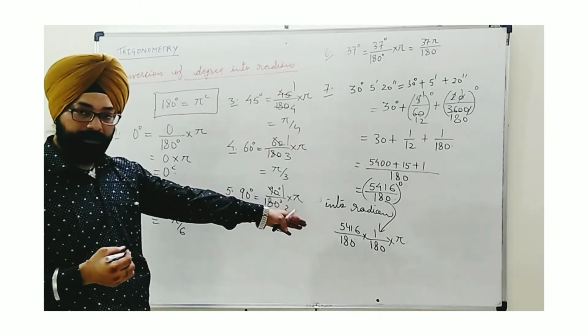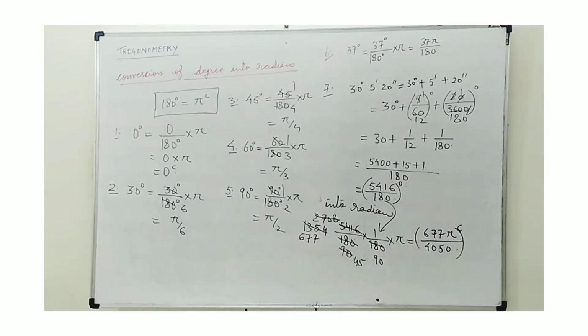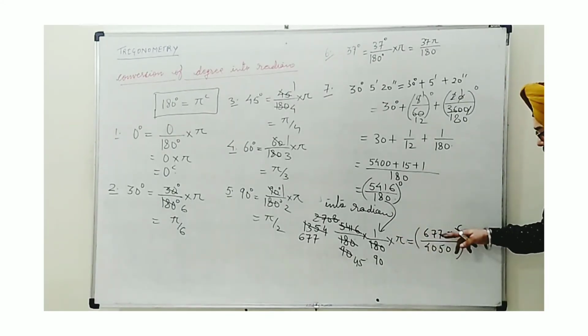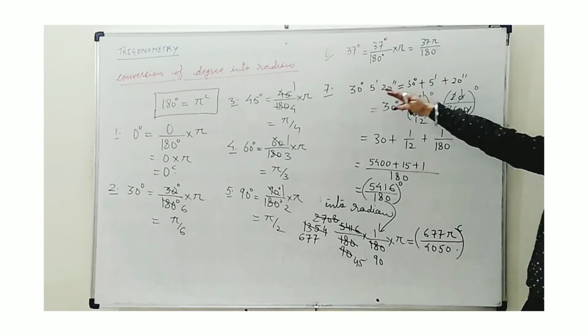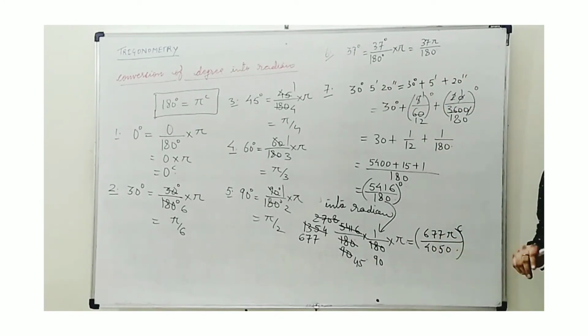Now rest of the portion can be simplified. The finalized answer will be written in terms of pi. Finally, after simplifying, we get 677 pi upon 4050 radian. So this way, whenever you are given the terms in degree, minutes and seconds, first of all convert in degree, then only switch to radian. Now we will see more questions based on that.